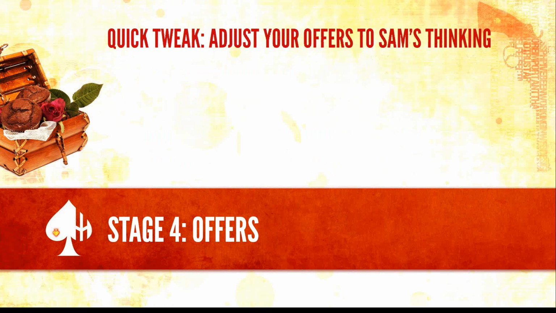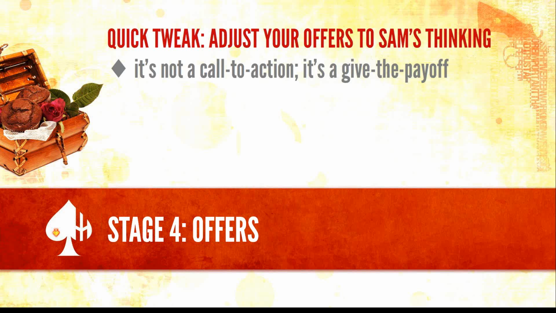So it's important that you adjust your offers to Sam's thinking and that you make the offers as clear as possible so that given what Sam knows, he can immediately decide, yes, this is something I want to do. The first thing you can do in this regard is change your way of thinking about your calls to action. Stop thinking of it as a call to action at all and start thinking of it as a give the payoff, a GTP instead of a CTA.